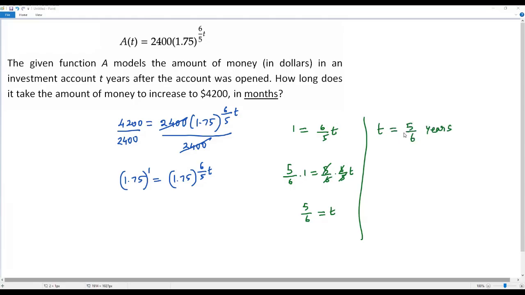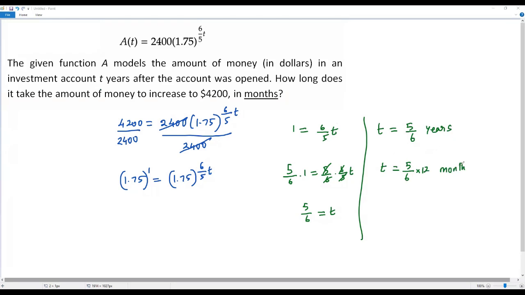Here we have considered the value of t, 5 over 6, as years because the question says t is in years, but our aim is to find the time in months. So we have to convert these years to months. Whenever I want to convert years to months, I have to multiply it by 12 because we know that 1 year equals 12 months. Now let me multiply this 5 over 6 by 12 to convert years to months.